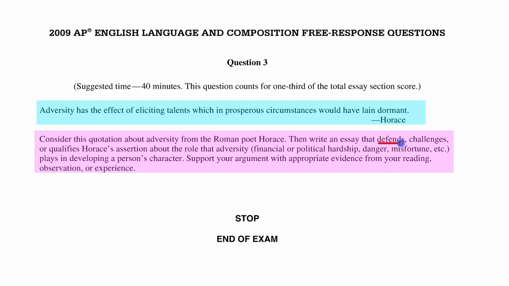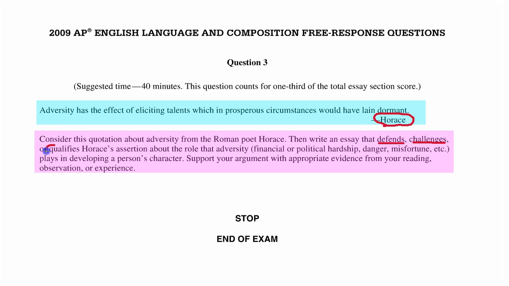You can defend the quotation. That means that you agree with what Horace had to say about adversity and you want to back him up with your own evidence and experiences. You can challenge the quotation. That means you can disagree with what he said, and you would have to provide experience and observations that would prove why he was wrong.